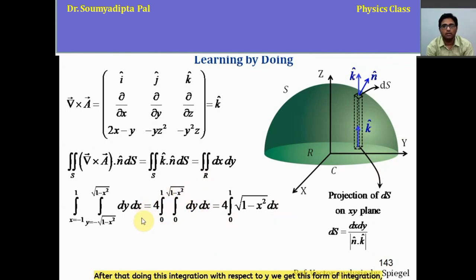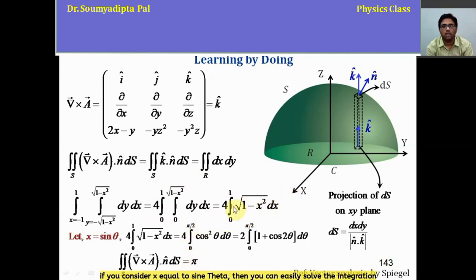After that, doing this integration with respect to y, we get this form of integration where x is the variable, right? Now, if you consider x equal to sin θ, then you can easily solve the integration and we get the integration value as π. Now, this is the same value you obtained from the closed line integration of vector field A, right? So, Stokes theorem is verified for this particular situation, right?